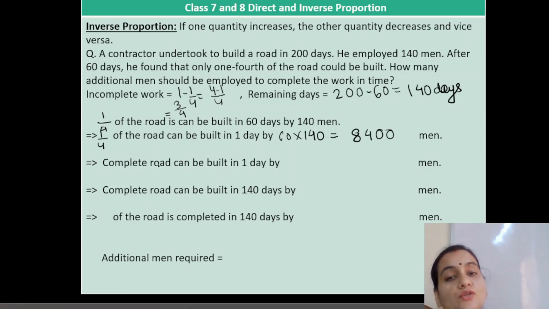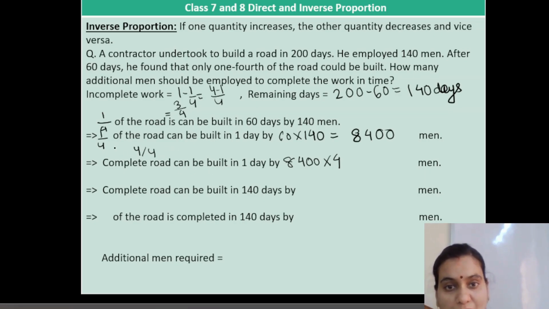Now if I'm trying to complete the entire road in one day, again definitely a lot more than 8,400 men is required. How many men? 1/4 of the road is completed in one day by 8,400 men. So the complete road is how much? 4/4, that is one whole, the complete road. So for this, to make it 4/4, this side also I need to multiply by 4. So 8,400 men who were able to complete 1/4 of the road in one day, 4 times more will be required to complete the entire road, which is 4/4, right?